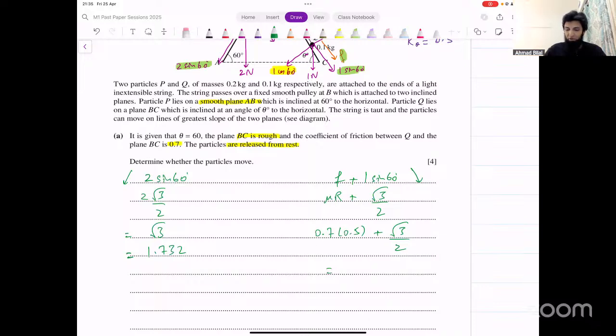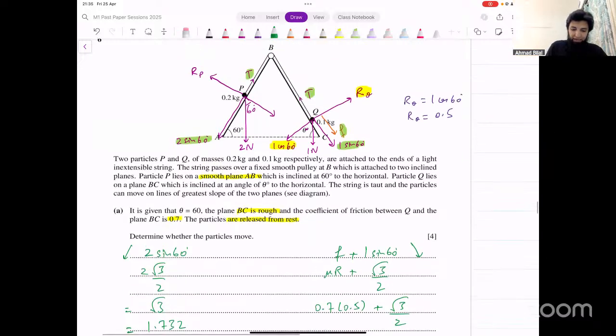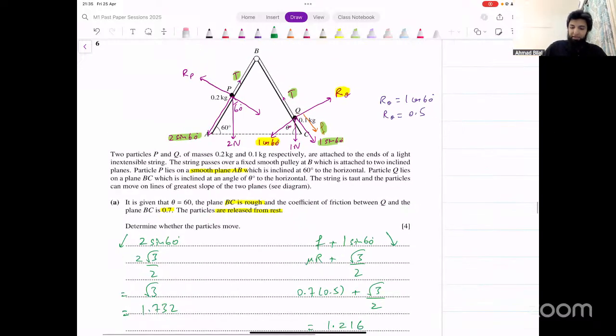1.216 is the overall result from here. Okay, so 1.216 is what we get here. What does that mean? The force acting in this direction is greater than friction plus 1 sine 60. That is why the system is going to start moving. P will start moving downwards and Q will start moving upwards.